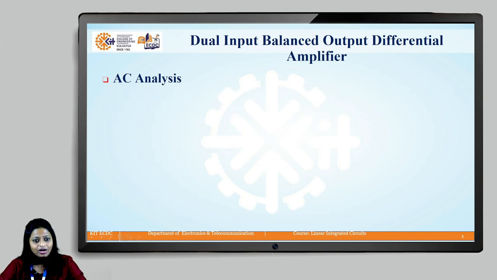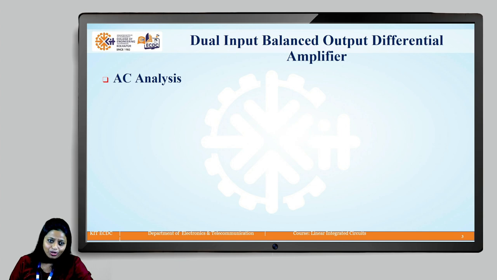So let us draw the R model for the dual input balanced output differential amplifier. While doing so, we have to reduce the source voltages to 0, that is plus VCC and minus VEE should be reduced to 0, that is, they have to be connected to the ground. And we have to include the small signal T equivalent model for the transistors. So let us draw the circuit for the dual input balanced output differential amplifier for the AC analysis.